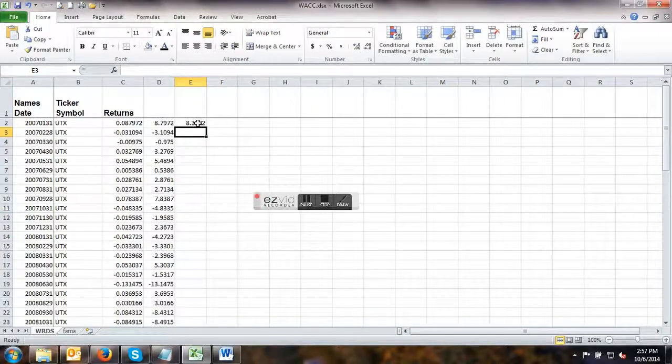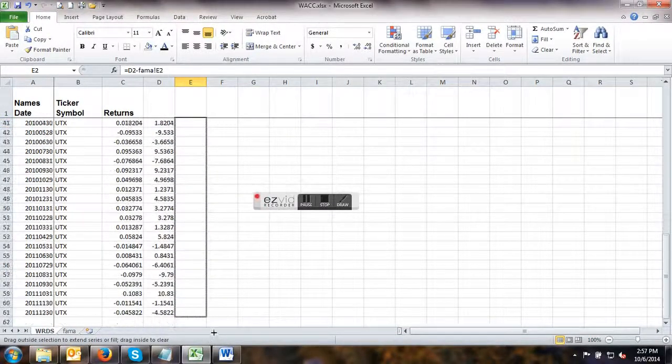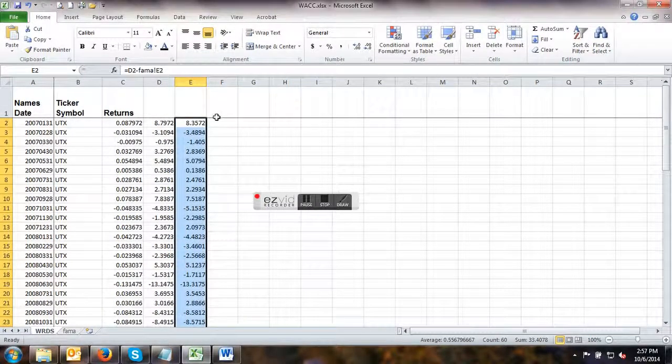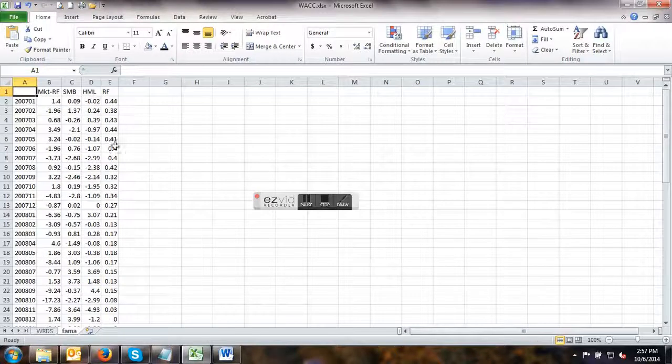Okay, now we're going to go ahead, that's an annualized risk-free rate, or monthly risk-free rate, sorry. We're going to drag that down, and this becomes the Y variable that we're interested in. So it's the monthly return of the stock minus the Fama and French risk-free return that's here. And now we can use LINEST. I'm going to show you a slightly different way to do this.